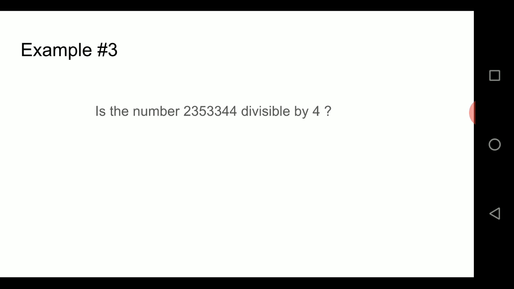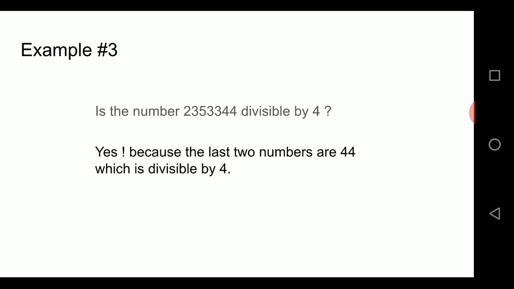You can guess the answer. Just look at the last two digits, and 44 is clearly divisible by 4. So the answer is yes. Because the last two numbers are 44, which is divisible by 4, the number is divisible by 4. If you divide, the answer we will get is 588336. That was very interesting.